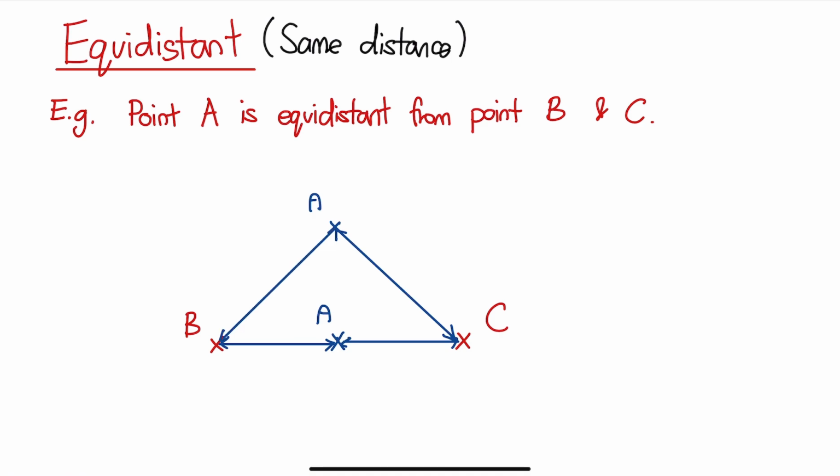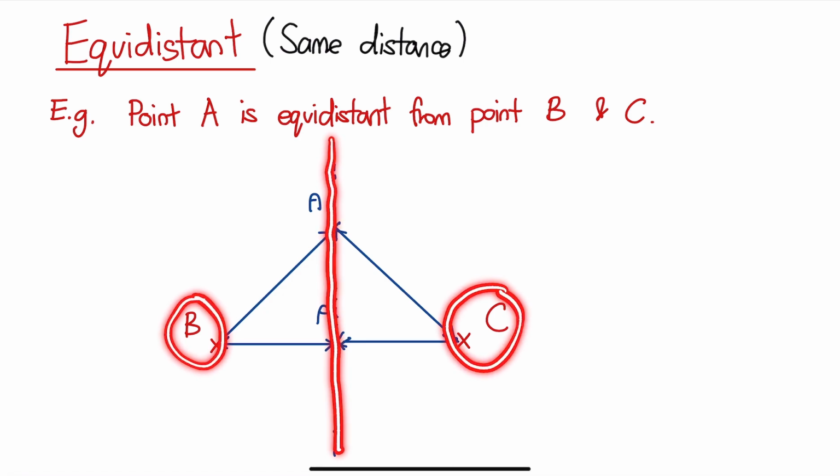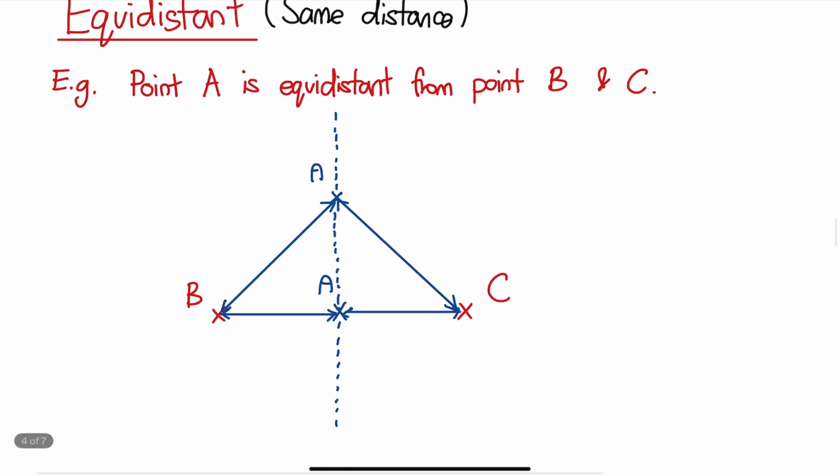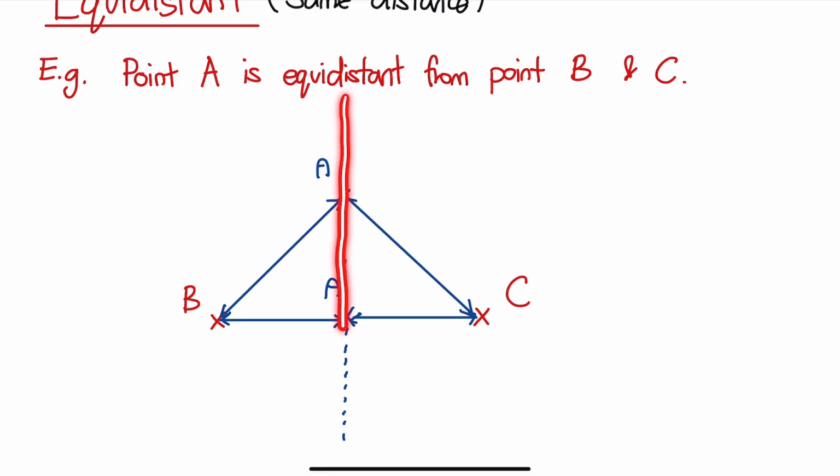And what you can slowly realize is that as long as point A lies along this vertical line, at any point along this vertical line, it is equidistant from point B and from point C. Because no matter where your point A is, wherever you put your point A, the distance from point A to B is always the same as from point A to C. This is what we call the perpendicular bisector of line BC. Something that we have done before. So remember, point A just needs to lie anywhere along this line to be equidistant from point B and point C.